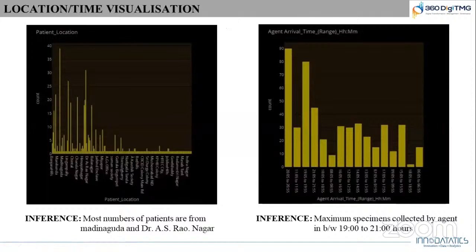So yeah, we are using Seaborn and Tableau for the visualization part. This first graph shows patient location and we get the inference: most patients are from Madinaguda and Dr. A.S. Rao Nagar. And the second graph shows the time visualization, the time range in which the maximum specimens were collected. Next graph.